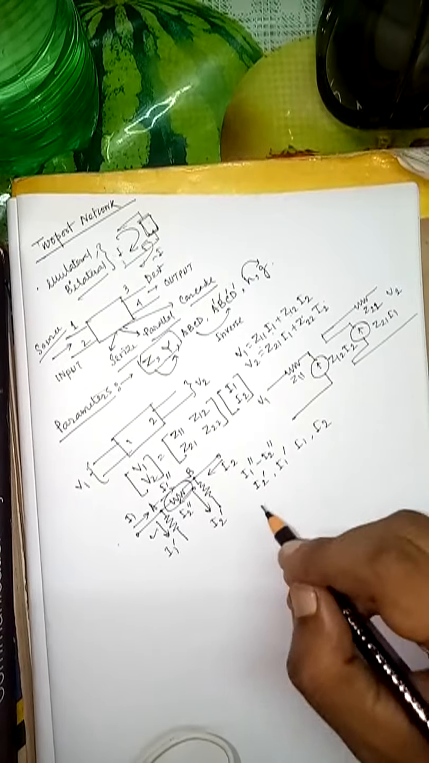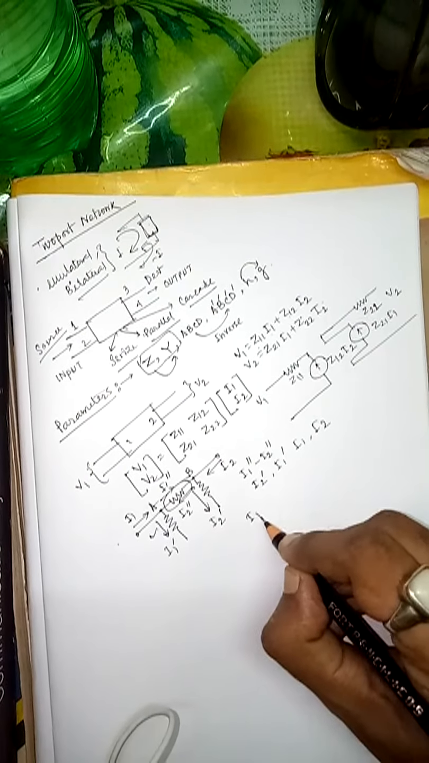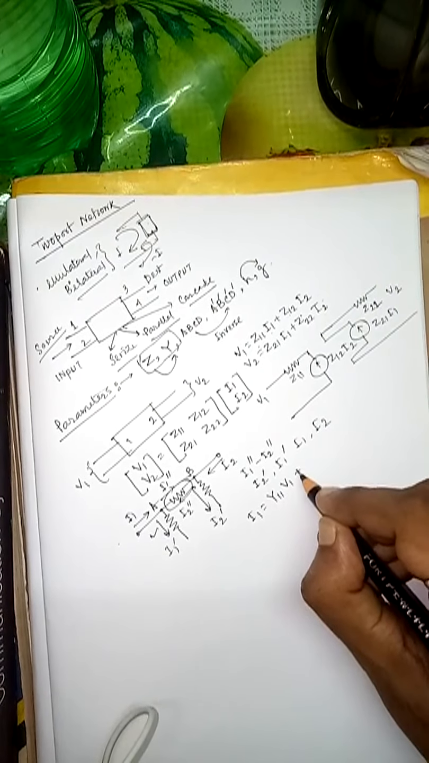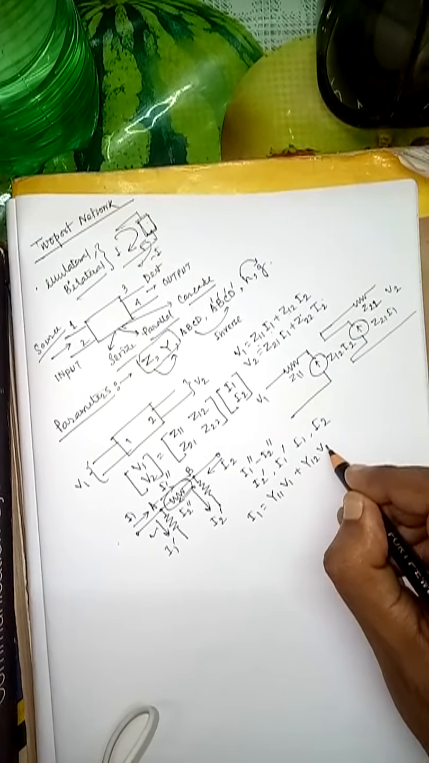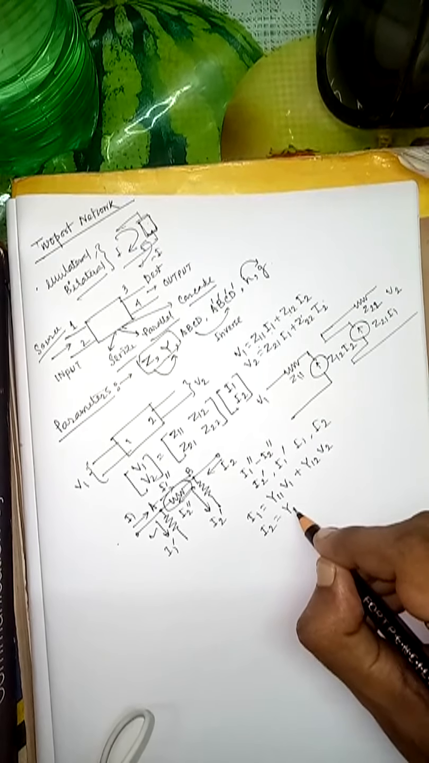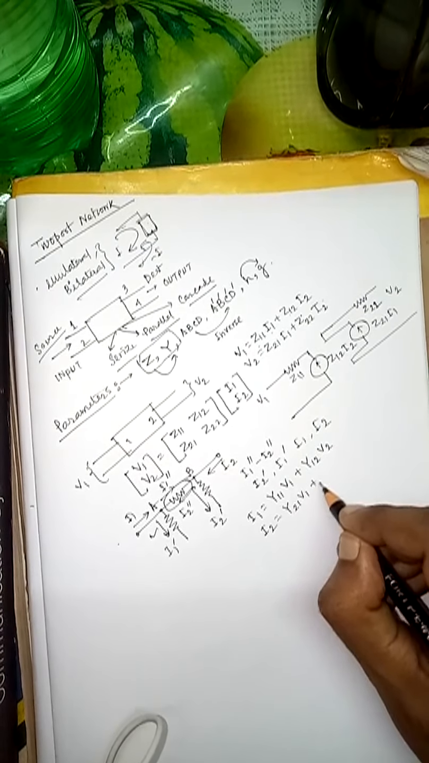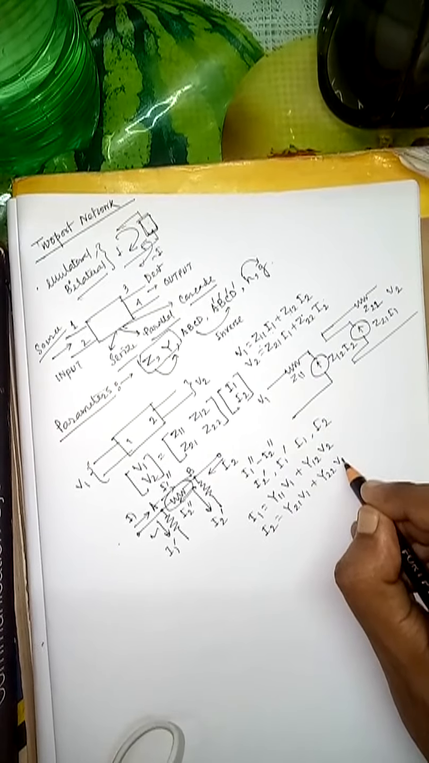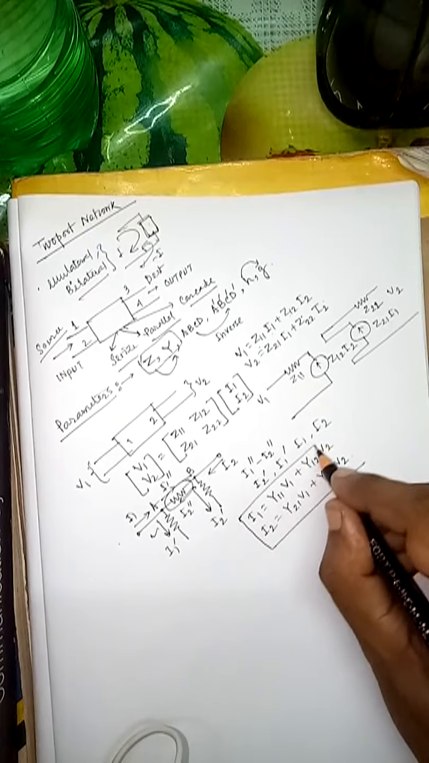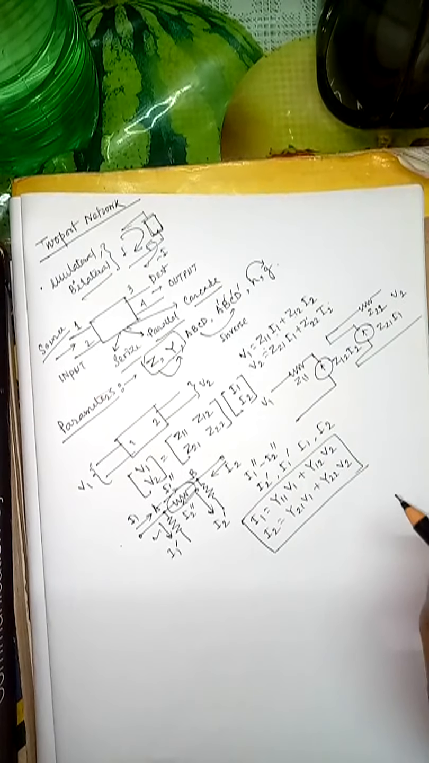So how Y parameters can be written in this form: I1 equals Y11 V1 plus Y12 V2, and I2 equals Y21 V1 plus Y22 V2. That is a representation of that Y matrix or Y parameters.